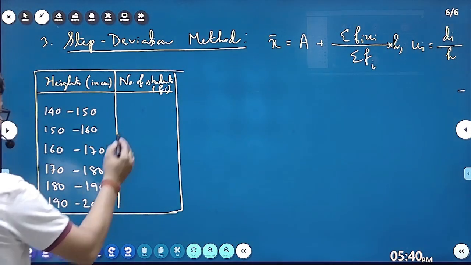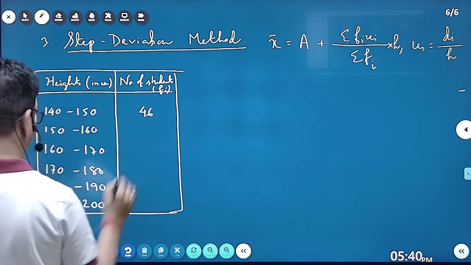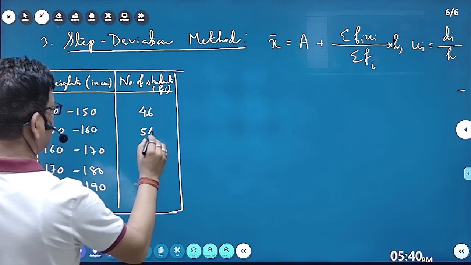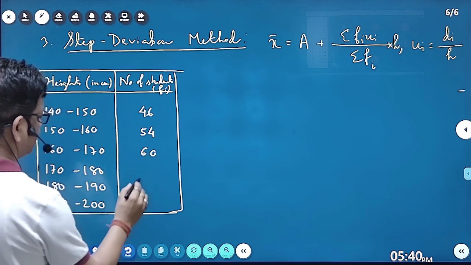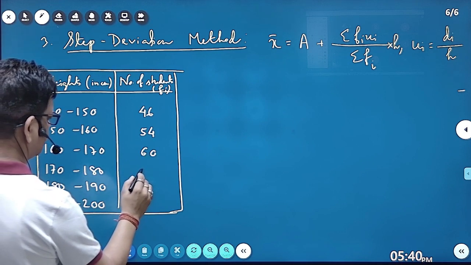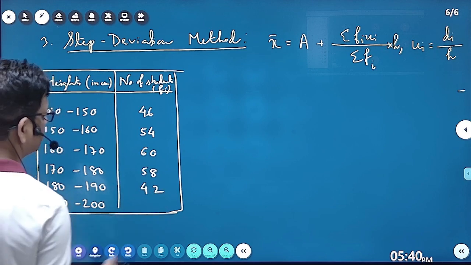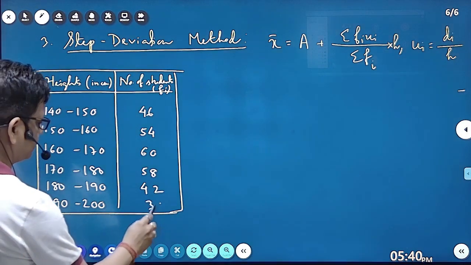Suppose here we have the number. Let me take a little bigger: 46. In this, suppose we have 54. Here we have 60, here 58, then 42. I'm just trying to make zeros. And suppose here you have 30 students.